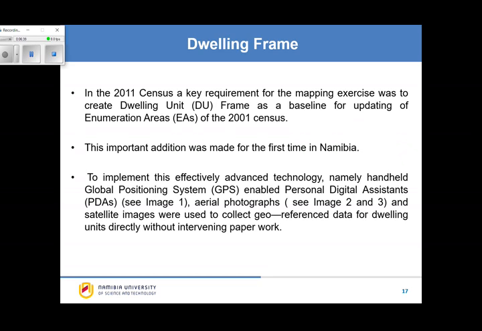And this is where specialists in GIS and remote sensing come in, because here there is a demand for staff or workers with skills in GPS, PDA, aerial photograph management or analysis, as well as remote sensing.